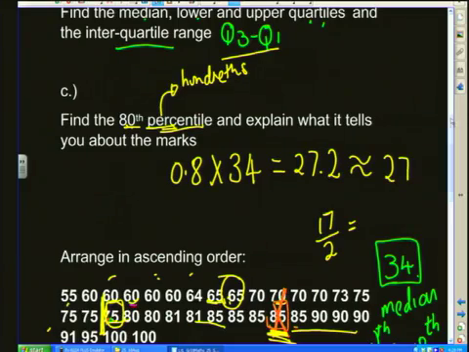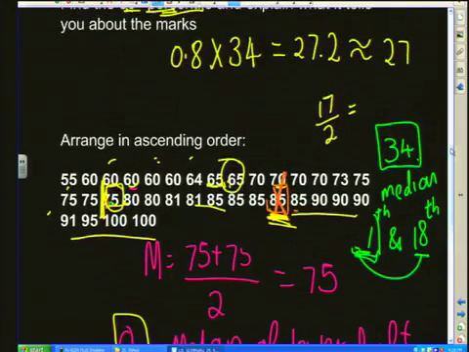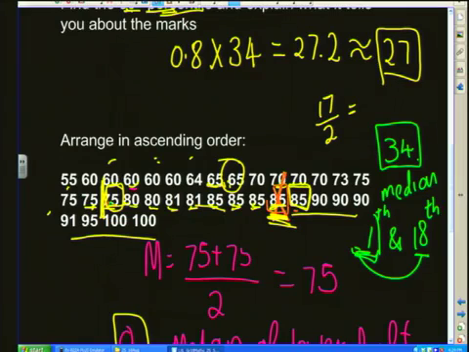So we go to our data, all right, and we look at what number is in the 27th position. Now remember, up to here, that was 17, so let's count. That's 17, 18, 19, 20, 21, 22, 23, 24, 25, 26, 27. Okay, and we end up on this one here, 85%. Okay. What does this tell us? Because remember, this is the 80th percentile.